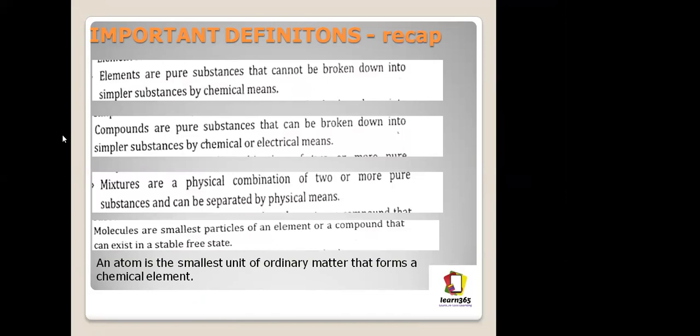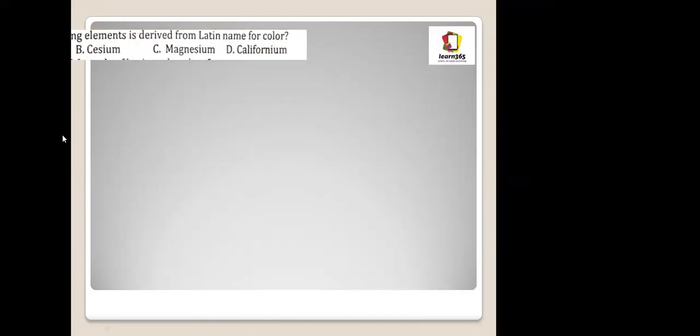All right. Now moving on to today's competition as well as learning. The first question. Which of the following elements is derived from the Latin name for color? Start. Okay, B, A, guys. At least now we should have a unanimous answer, right? Yes, very close to your exams. Okay, the majority said B.